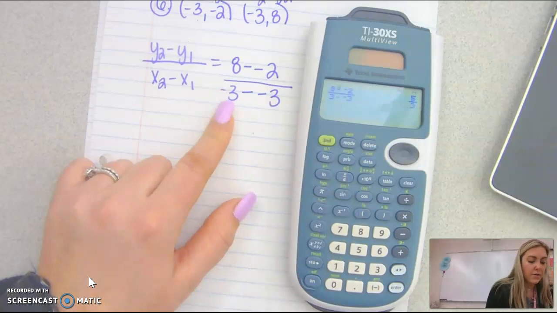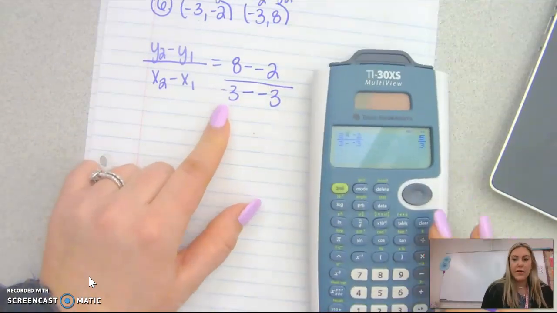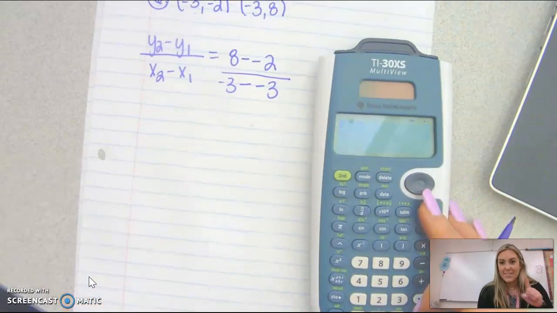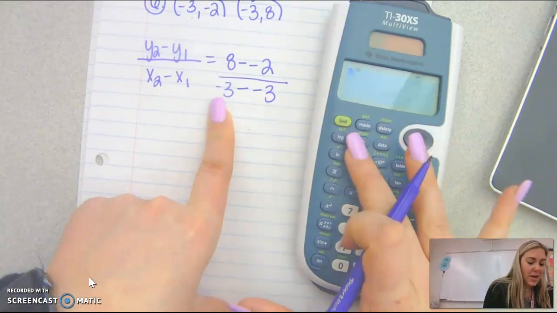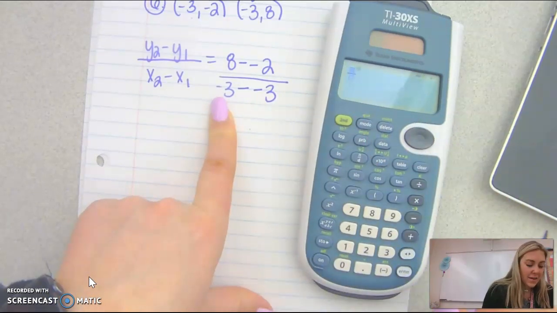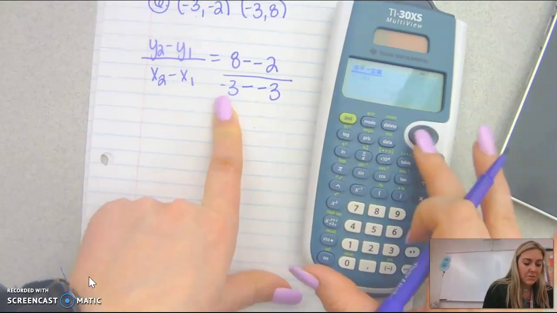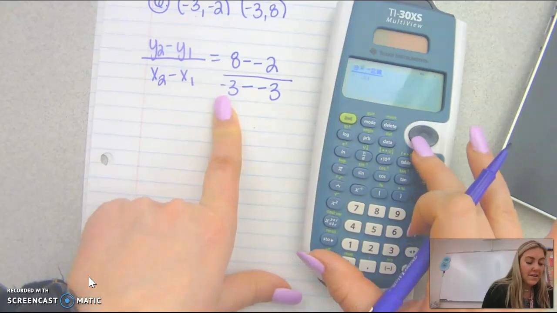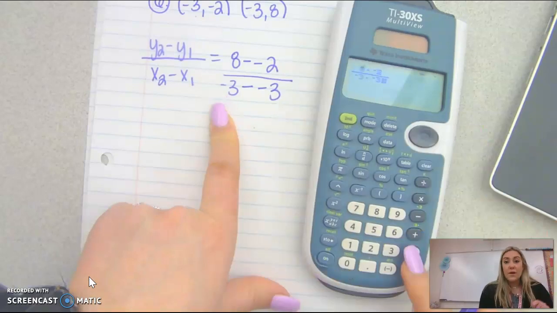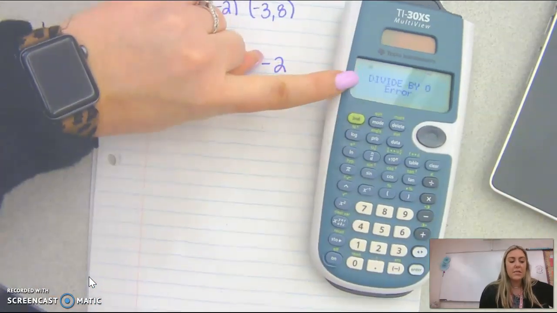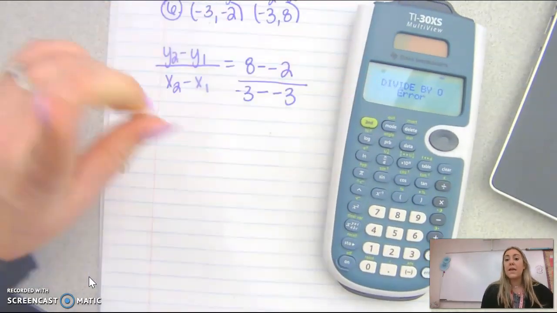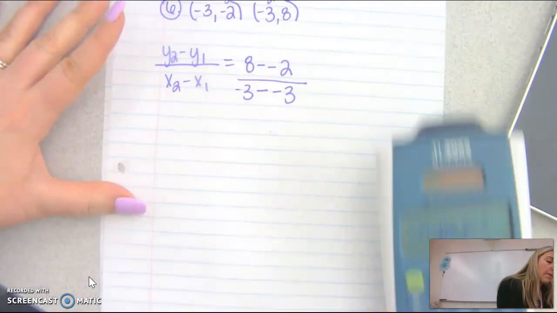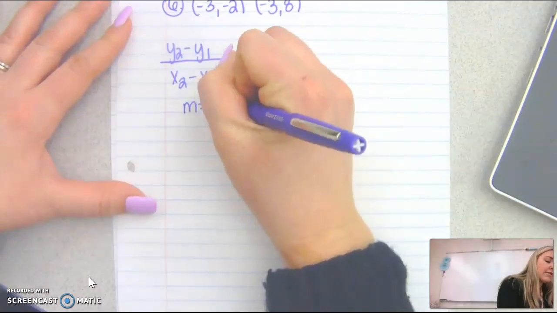So that one works. Oh, you know what? I just realized I plugged it in wrong because that 3 is negative. So that's a lie. Let's try that again. I have 8 minus -2 again, and on the bottom I have -3 minus -3. When I press enter, I get something that says divide by 0 error. So in your calculator, if you get an error, that means that my slope is going to be undefined.